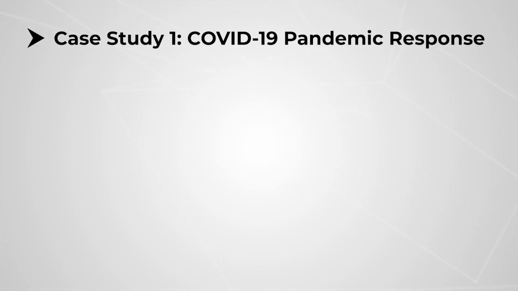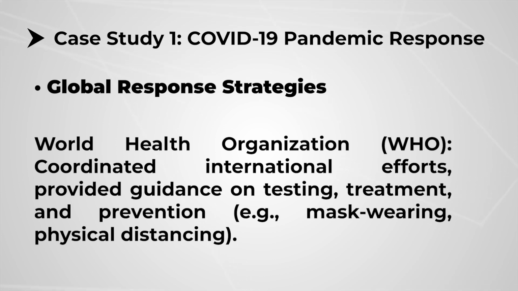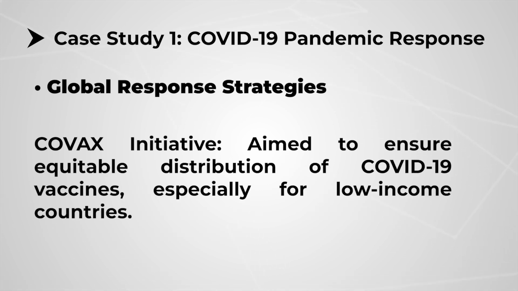We have case studies, for example, case study 1, the COVID-19 pandemic. We have seen during COVID-19 how WHO and different international organizations started sharing data, how to make the vaccine and how to do the testing, and provided guidelines for testing, treatment and prevention, like mask wearing, physical distancing, all this. Then the COVAX initiative aimed to ensure equitable distribution of COVID-19 vaccines, especially for low income countries.